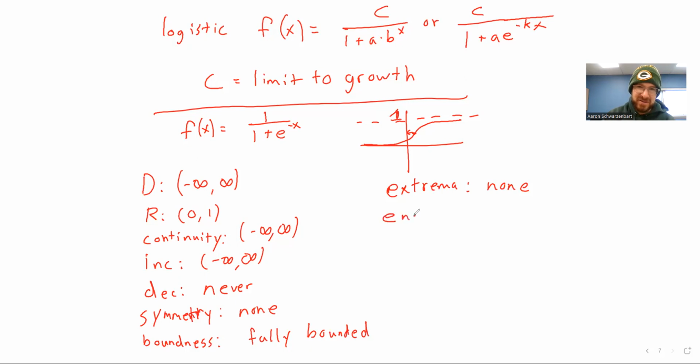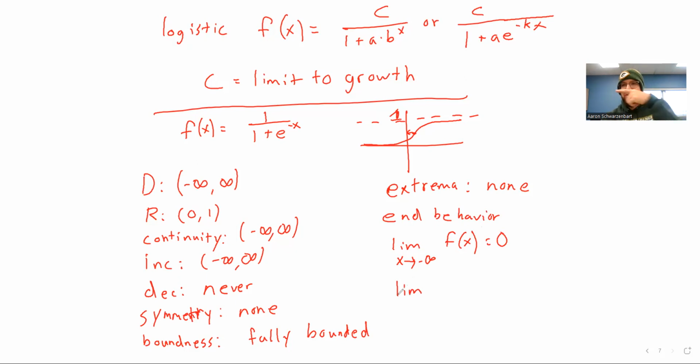End behavior. I have labeled my function f of x, so I can use that. Limit as x approaches negative infinity of f of x. So as I go way this way along the graph, way to the left, my y value is going to 0.